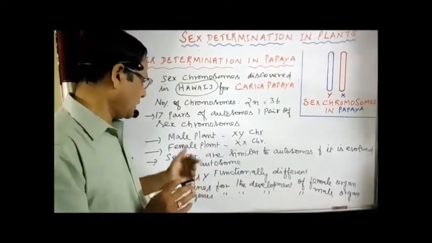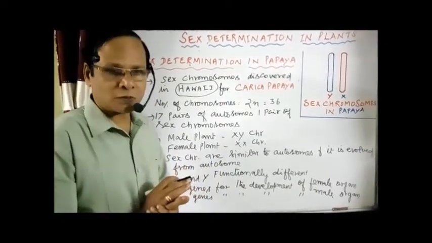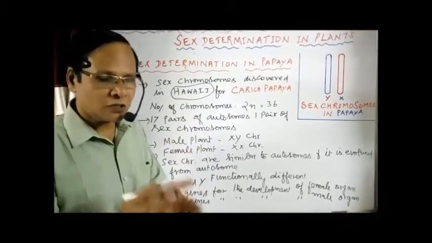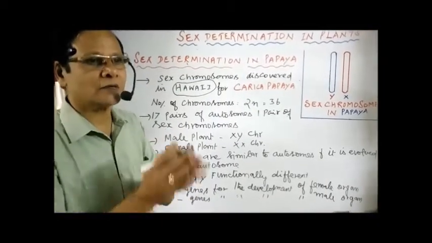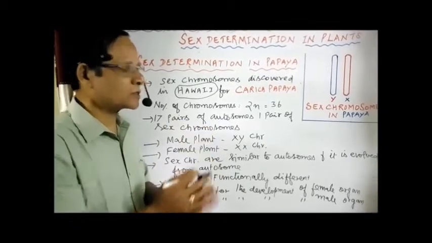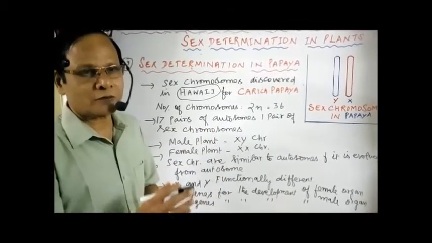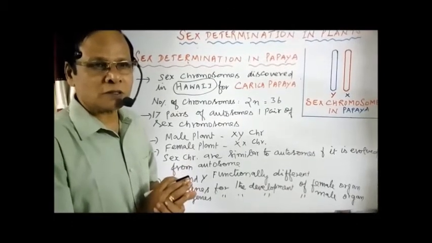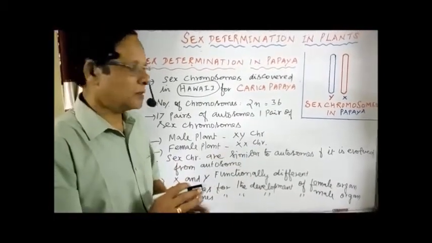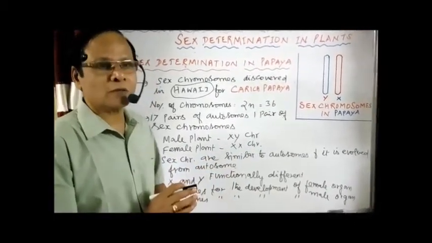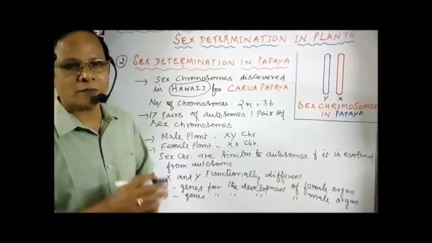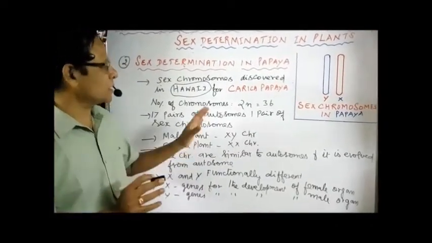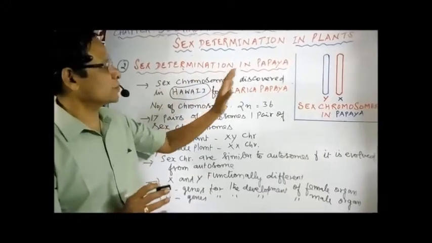Okay, so the X chromosomes normally carry the genes for the development of what is called the female sex organ, namely the pistil. Whereas the Y chromosome carries the genes responsible for the development of what is called the male sex organ, namely the stamens. This is one aspect of what is called sex determination in papaya.